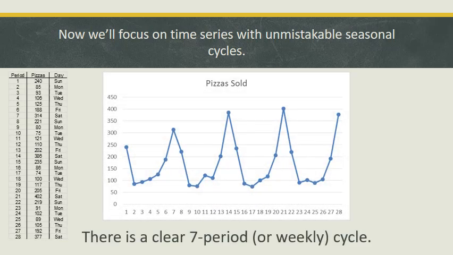We can do some interesting things with this kind of time series, and it all has to do with something called seasonal indexes. But first, here is the data that we'll be looking at. We have daily pizza sales data for 4 weeks. And here is the graph of pizza sales versus time period. Looking at the graph, we can see a clear 7-period cycle. There is a consistent pattern that repeats every 7 days or weekly.